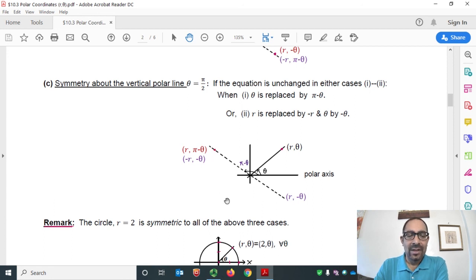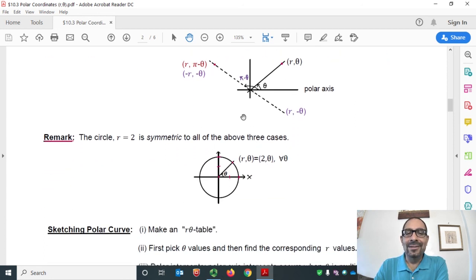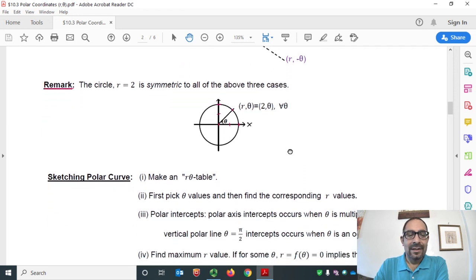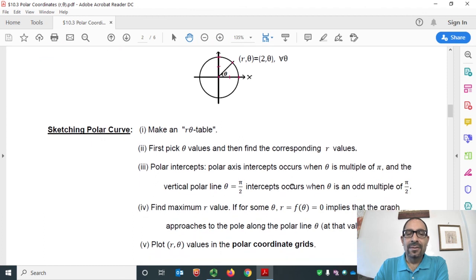Great. Let's move on. Remark: the circle r equals 2 for every theta between 0 and 2 pi is symmetric to all of the above three cases. Great. Now let's talk about sketching the polar curve.